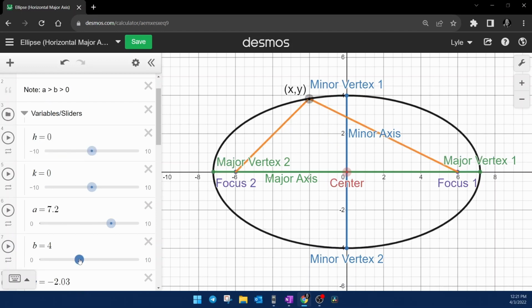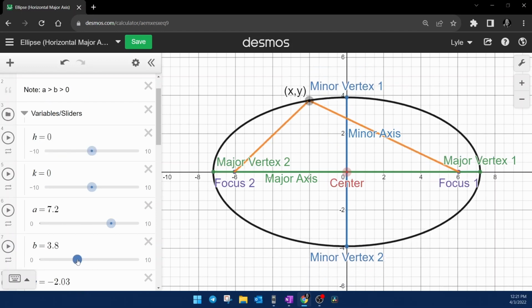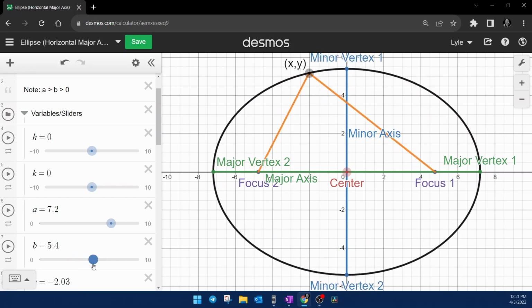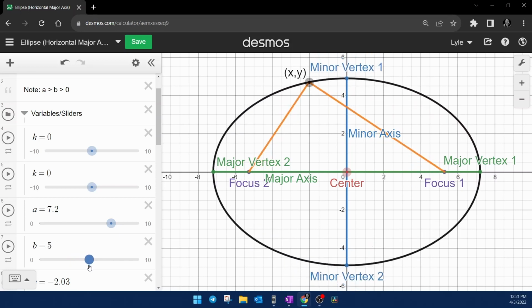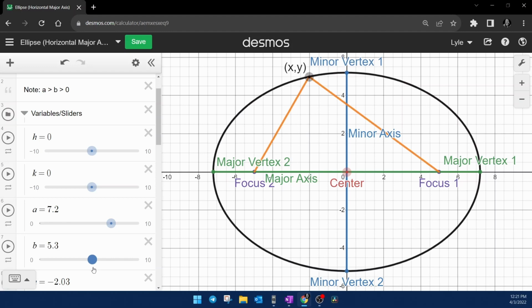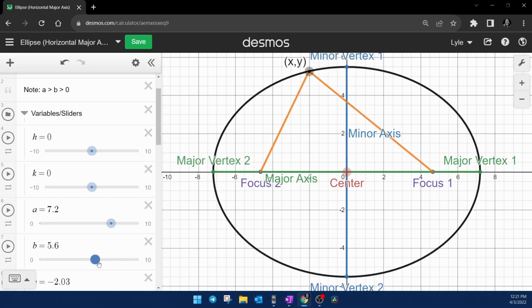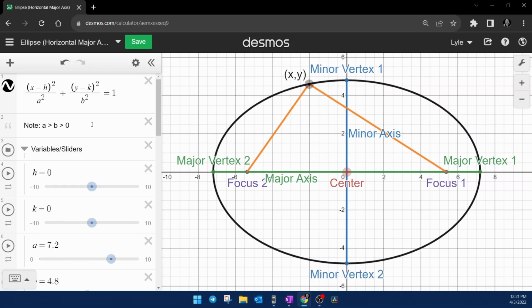And the value for b is going to change the length of the minor axis. Did you notice that as the length of the major and minor axis change, it also shifts the foci, which is kind of cool. And again, we have our special note that a must be bigger than b. Both of those must be positive.